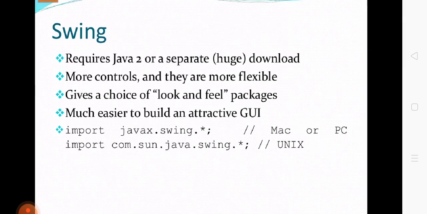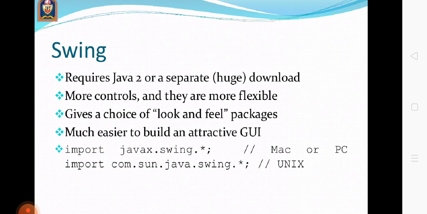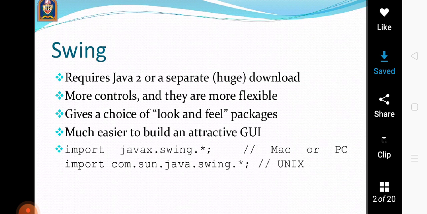In Java, there is another package which is known as Swing. With the help of the Swing package, we can also create graphical user interface applications. Swing is more flexible than Abstract Window Toolkit. Swing requires Java 2 or some huge download, and it has more controls and they are more flexible.